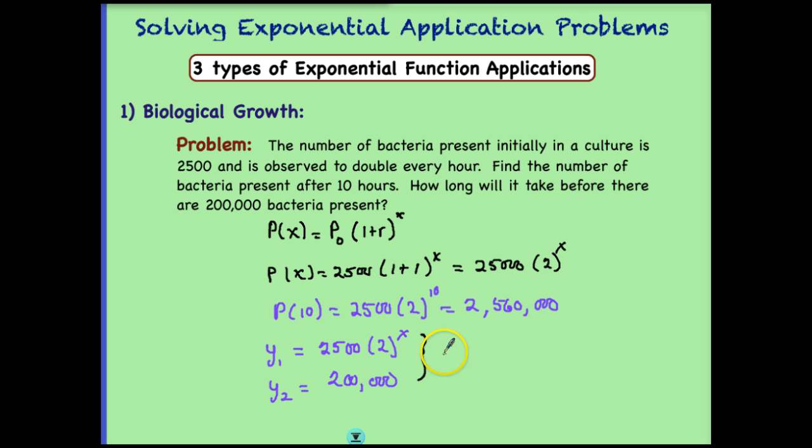Graphically, the intersection point ends up being at 6.32, 200,000. So in about 6.32 hours, or approximately 6 hours and 19 minutes, if you take the 0.32 times 60, there will be 200,000 bacteria. Notice in this problem, since the population doubles, the base of our exponent, this 2, represents doubling, 200%.